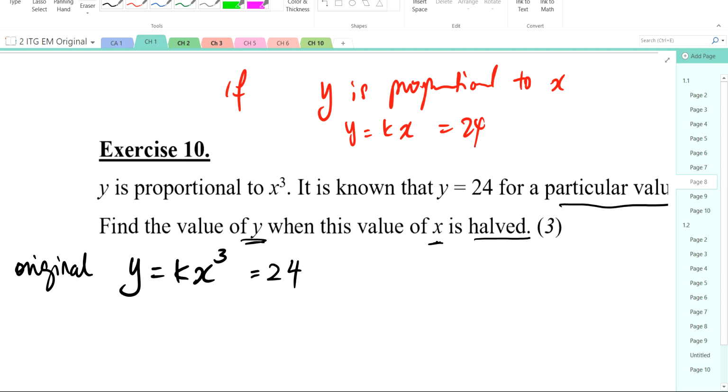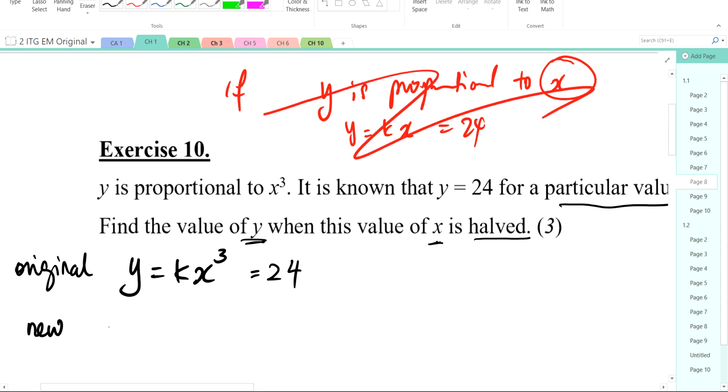Is there a need to find the value of x? Is there a need to find the value of k? No need. But today, it is not directly proportional to x. It is directly proportional to x cubed. But we will still use the same approach. So, next line. New. The new y. Okay, write that down. New y equals to.